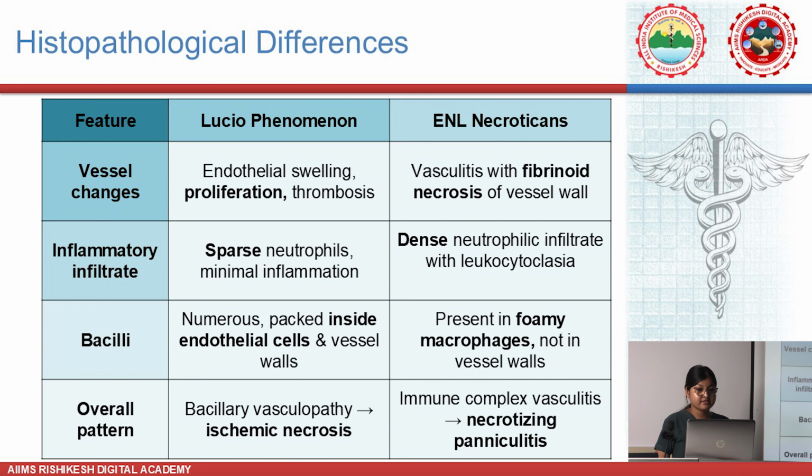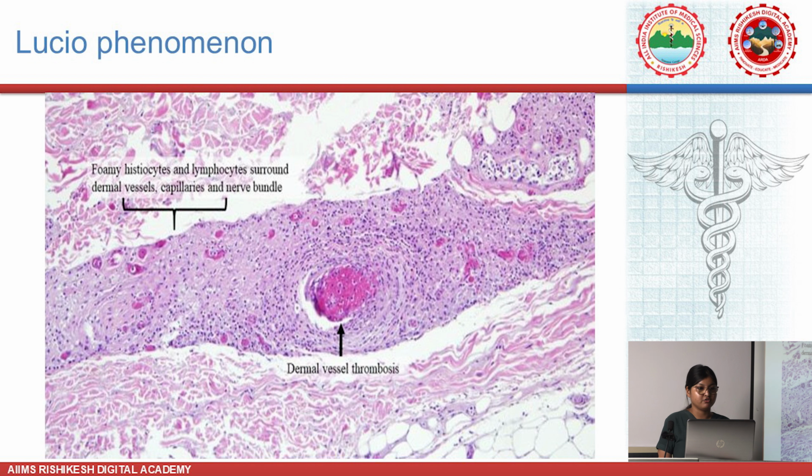While in ENL necroticans, the bacilli are restricted to the foamy macrophages. They are not present inside the endothelial cells. Basically, what is happening here is immune complex vasculitis. This immune complex is formed by the antigens of the lepra bacilli and antibodies against them, which combine and deposit inside the blood vessels. This causes complement activation, because of which neutrophils accumulate, and that causes fibrinoid necrosis and necrotizing panniculitis in case of ENL necroticans. This is a representative image showing the histopathology of Lucio phenomenon.